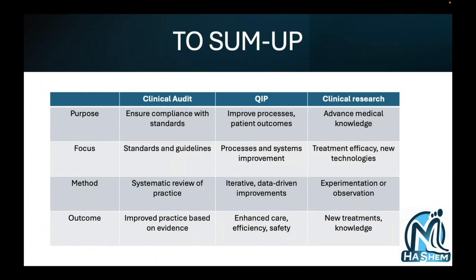The focus of the clinical audit is to compare your practice to a standard or guidelines. The focus of the QIP is to find your areas of strength and weakness. The focus of clinical research is to ensure that you have an efficient treatment with new technology, with new treatment options. As for the method, in clinical audit you collect data about your current practice and compare it to the guidelines. In the QIP, you assess your practice, analyze it, and come up with areas of strength and weakness. In clinical research, you either observe or you intervene or experiment.